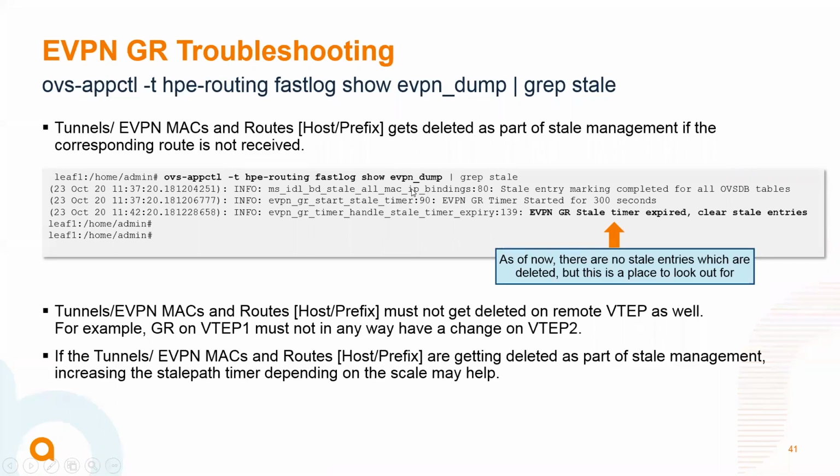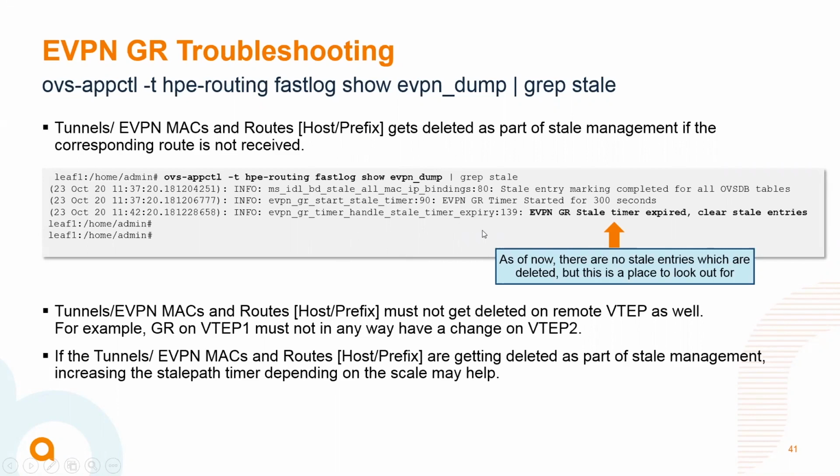So you can grep for this stale and check that after the stale path timer has expired, if there are any entries that are getting cleared as part of that, be it tunnels, be it MAC or route. Route can be anything, as you know. It can be a host or it can be a prefix route. So as of now, as you can see, there are no stale entries which are getting deleted, but this is a place to look out for.